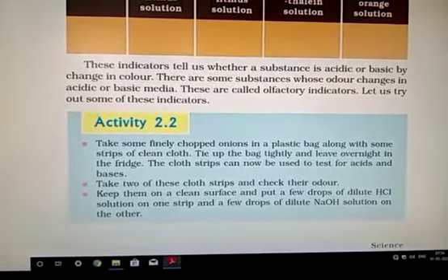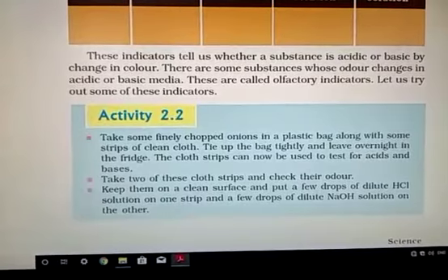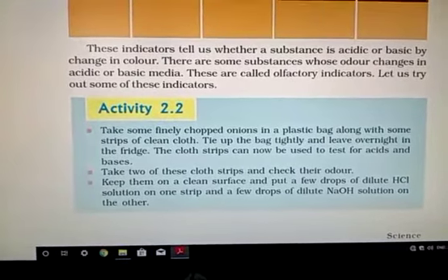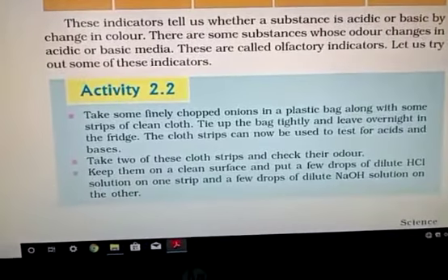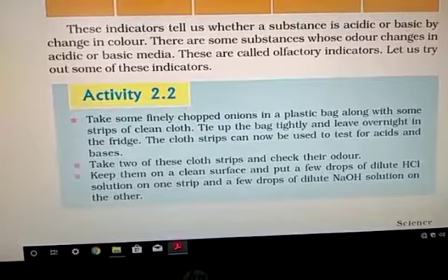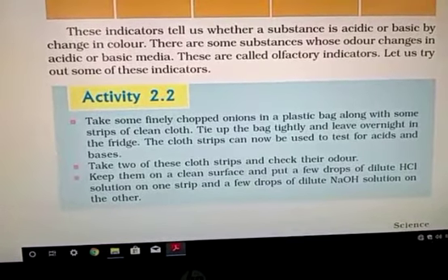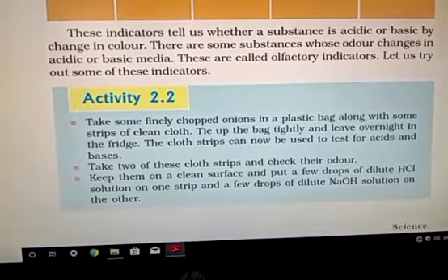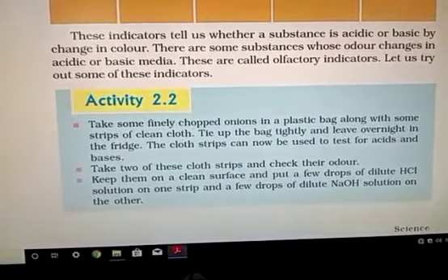Good morning students. In this activity 2.2 we will try to understand how we can use olfactory indicators. Here we are taking the example of onion. We take finely chopped onion and some white cotton cloth strips. We keep them with the onion pieces and wrap everything in a polythene.